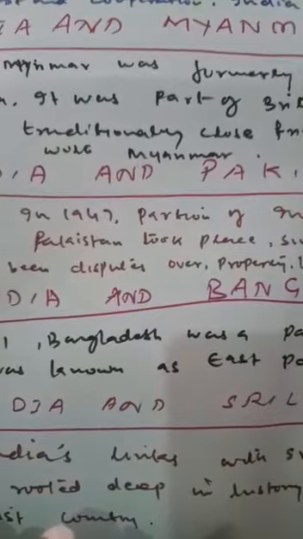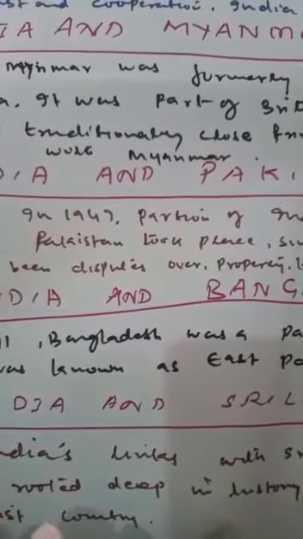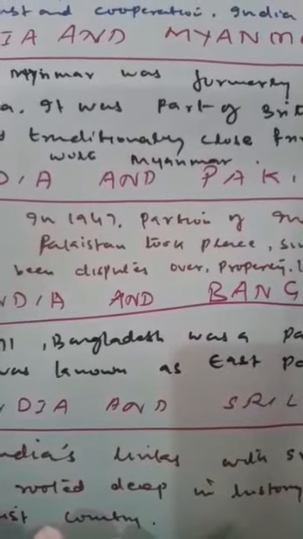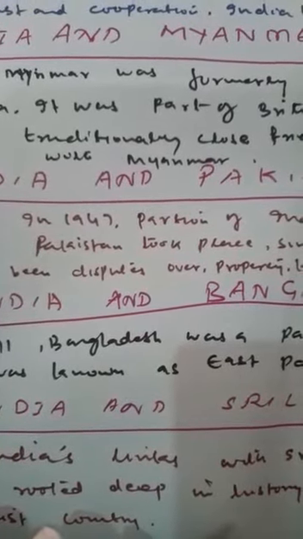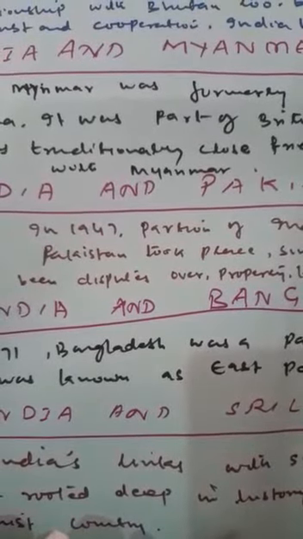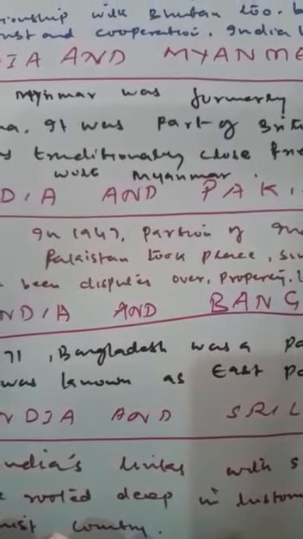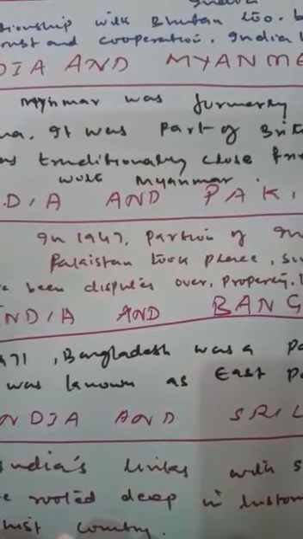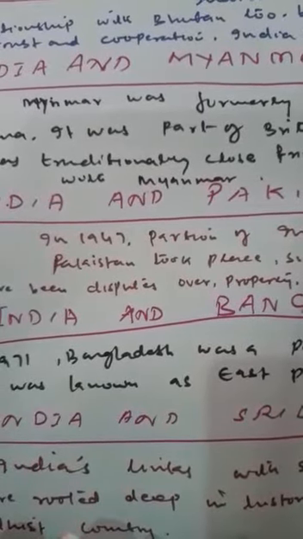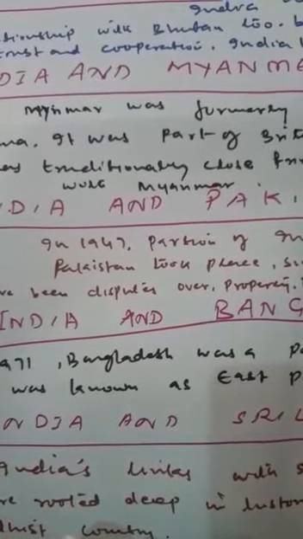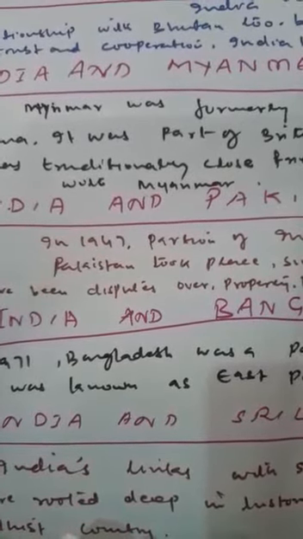So, our next neighbor is Bangladesh. Till 1971, Bangladesh was part of Pakistan and was known as East Pakistan. Due to political exclusion, ethnic and linguistic discrimination, and economic neglect by the politically dominant West Pakistan, popular agitation grew against West Pakistan under the leadership of Sheikh Mujibur Rahman, which ultimately led to the creation of Bangladesh in 1971 with the active support of India.